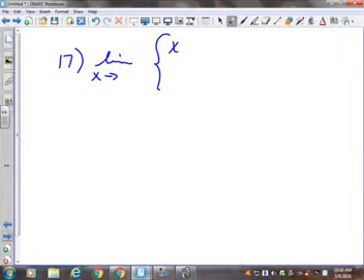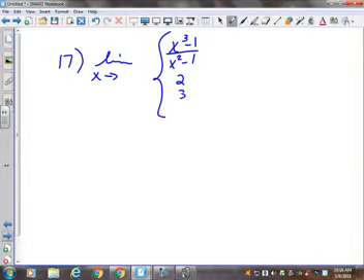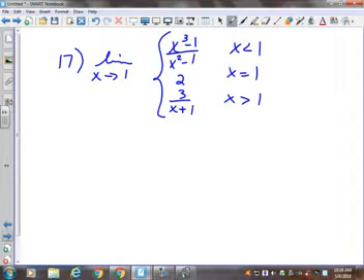X to the third minus 1 over x squared minus 1, 2. 3 over x plus 1. Yeah. X is less than 1. Okay, so let's talk about finding the limit of this problem at 1.